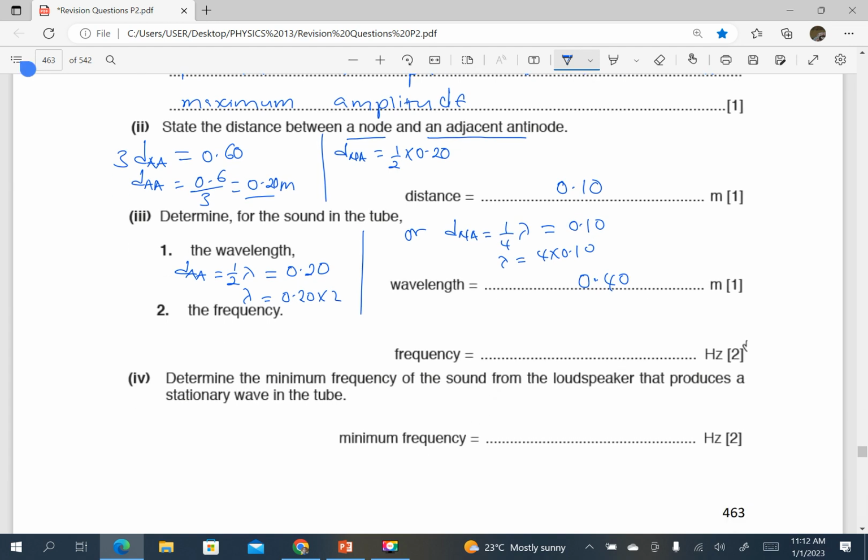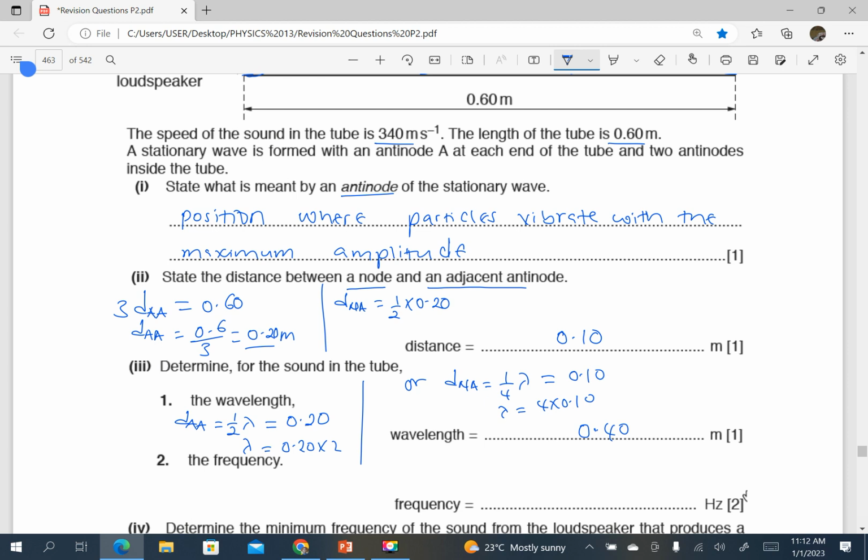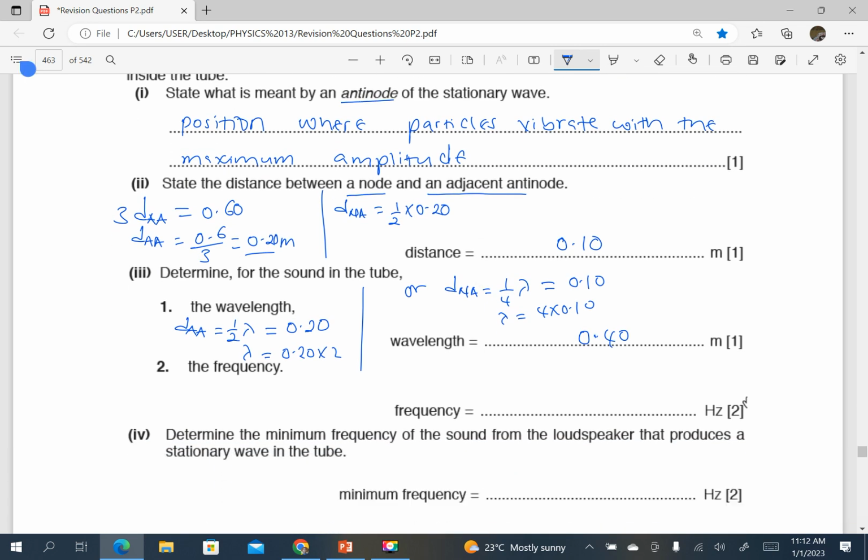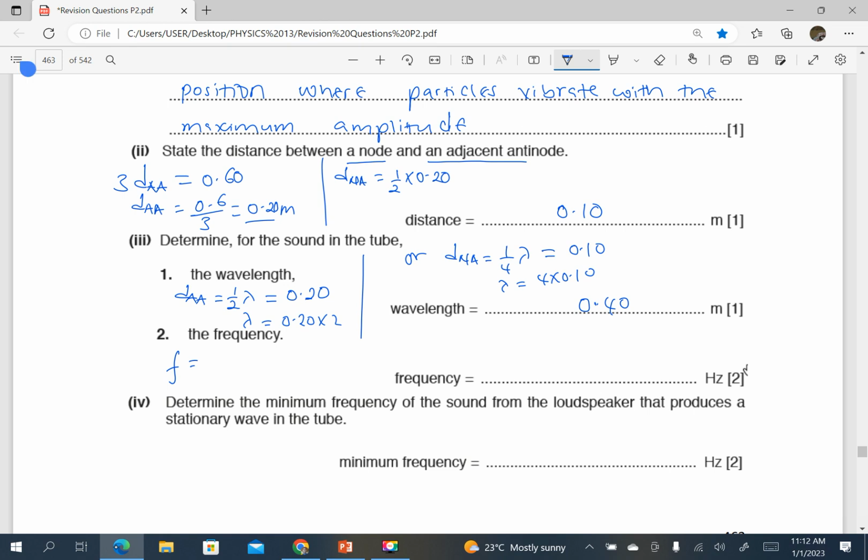Then determine for the sound in the tube the frequency. Since I have the wavelength and I have the speed as 340, the frequency is easy to find. By the general wave equation, frequency is equal to V over lambda, which is 340 divided by the wavelength, 0.40. When I press my calculator, this is 850. So that is the frequency.